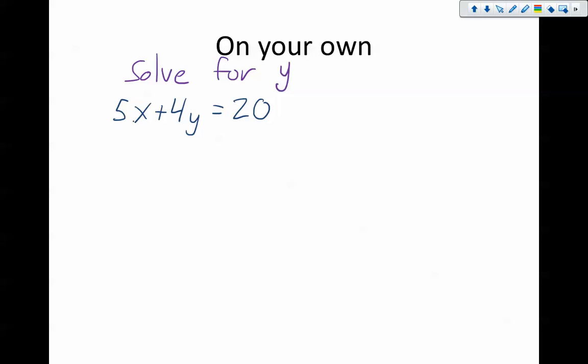So first, I have this x term over here that is being added on. So I need to undo that by subtracting it. So I'm subtracting 5x from both sides. I'm going to then cancel those, because 5x minus 5x is 0, leaving me with 4y equals 20 minus 5x. And again, these are different terms. They cannot be combined. So we just write it out minus 5x.